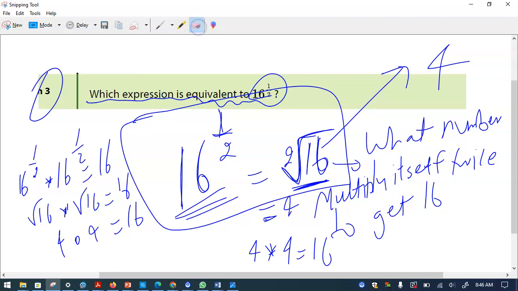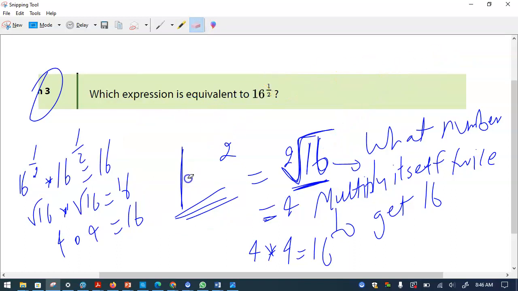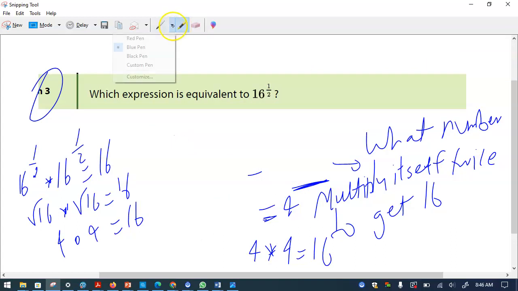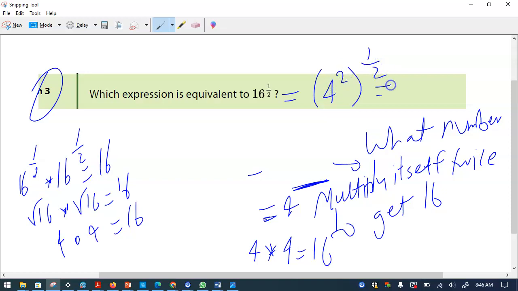You could also write 16 raised to half another way. 16 is 4 squared, so in place of 16 you write 4 squared, and keep the half as it is. This becomes 4 to the power of a power, which is 4 raised to 2 over 2, and that gives you 4 raised to 1, which is 4. That also is correct.